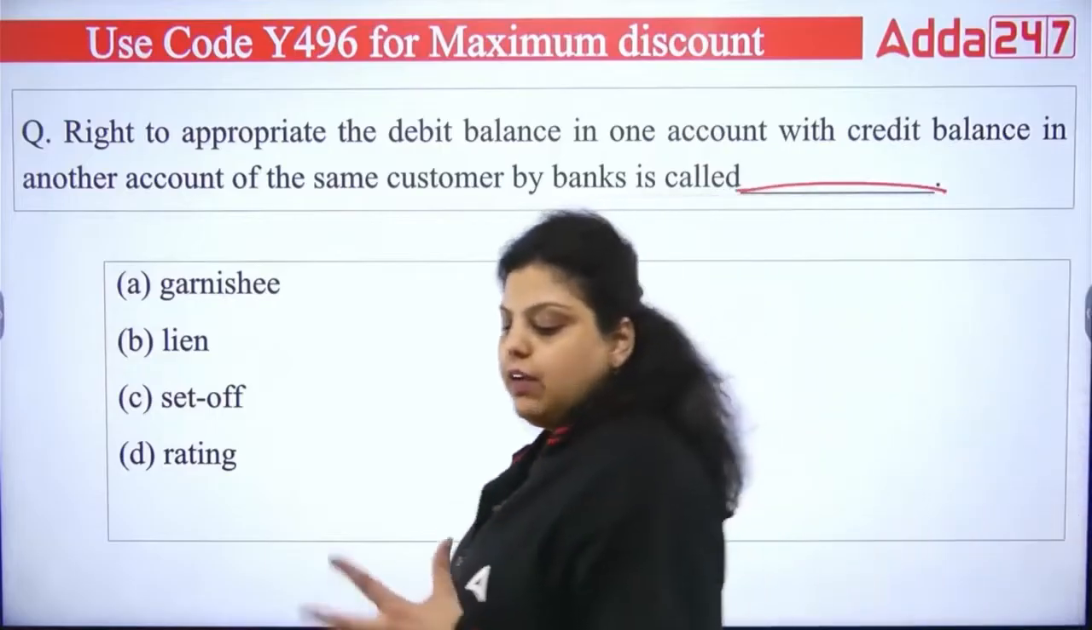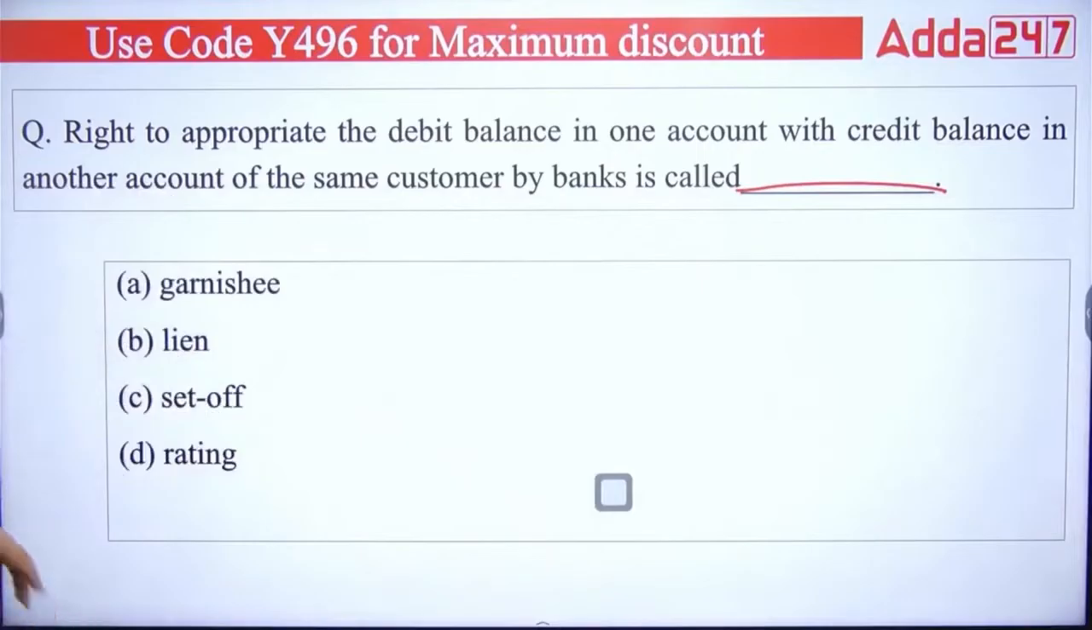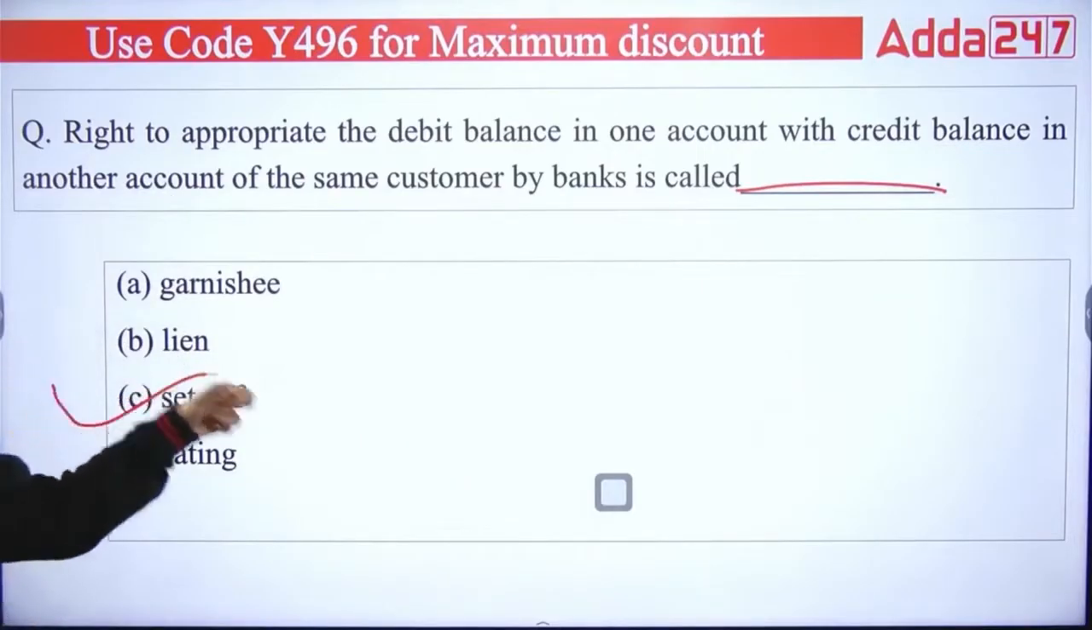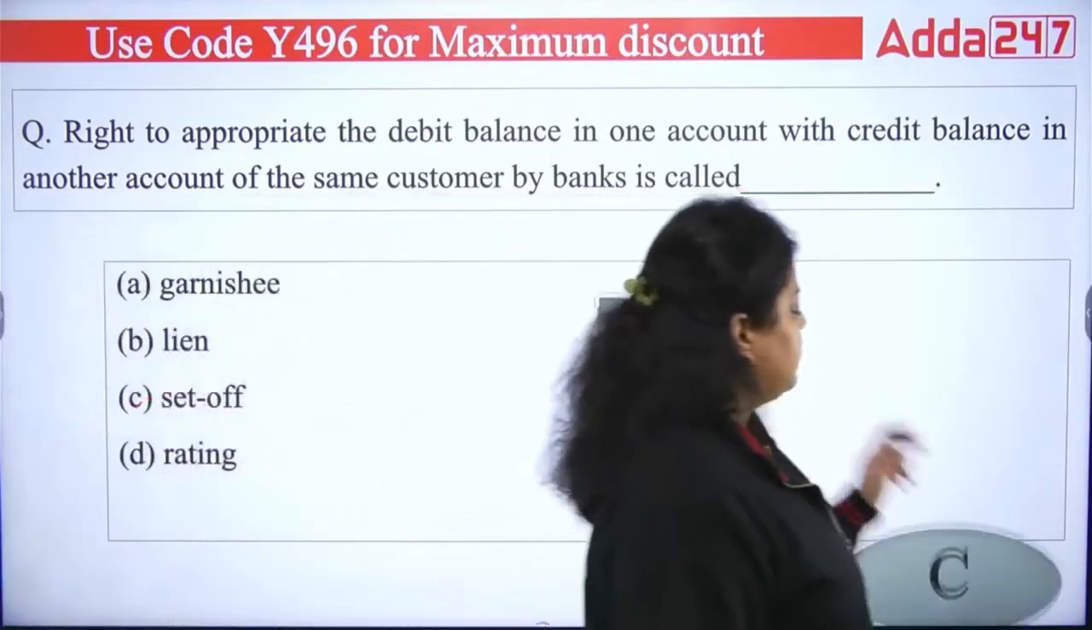So let's say I have two accounts, and from one account the money has been taken and deposited into the other account. What kind of right is it? It's a right of set off. It's a right of set off. So it is known as set off. So the right answer will be C.